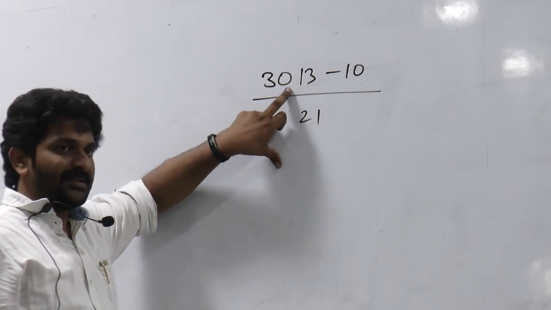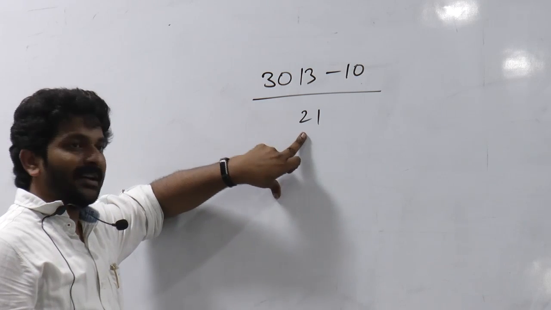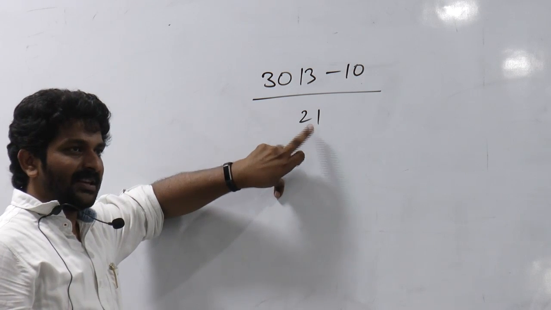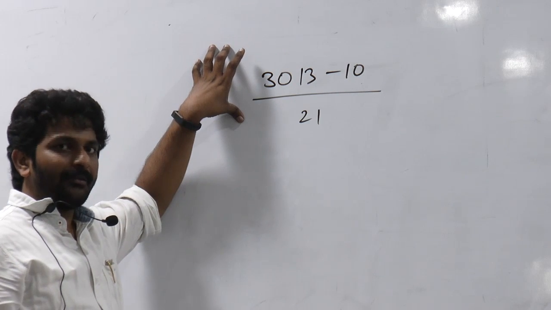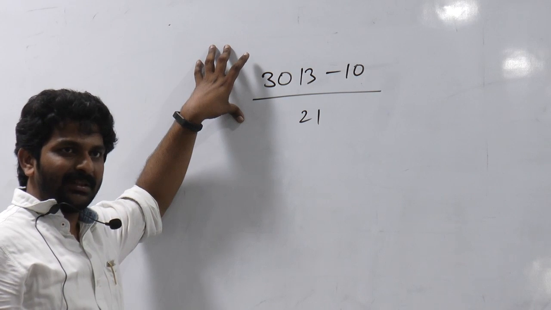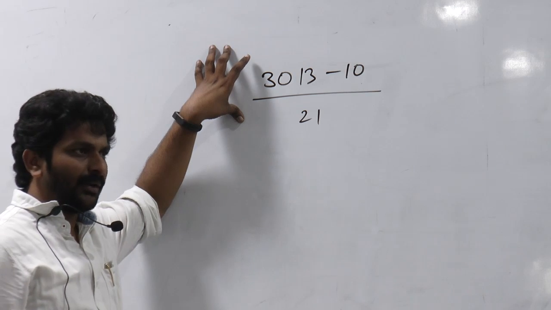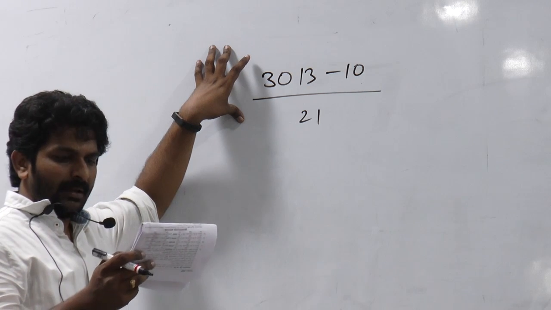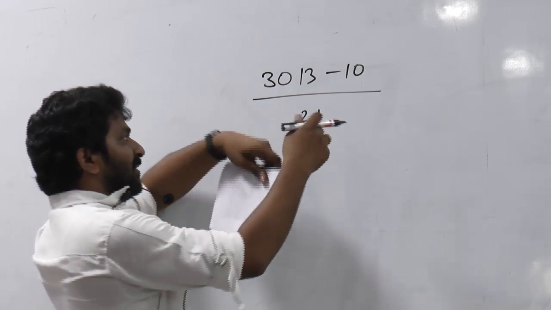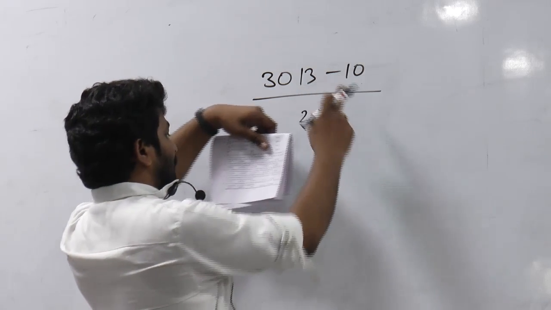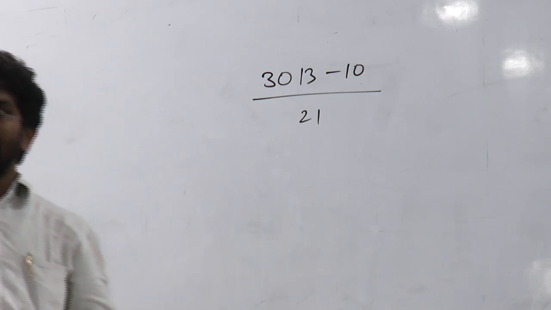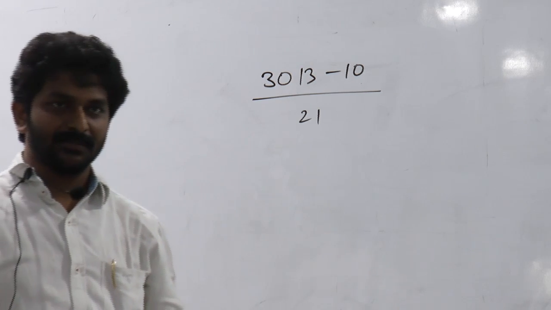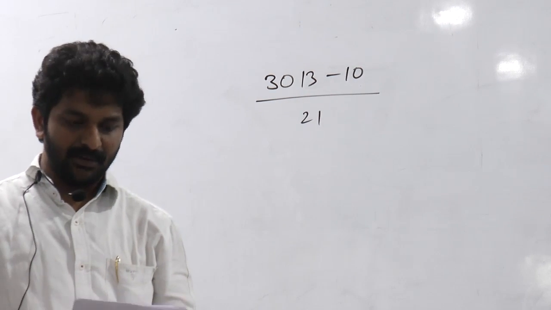Subtract 10, that is 3003 divided by 21. This is a multiple of 3, 3003 is also a multiple of 3. Of course, you need to verify the multiplication rule with 7, but need not worry about it, leave it. And when you subtract 13 from this number, that should be a multiple of 24. So without calculating the LCM, you can eliminate options. That's how you can verify it. Next.